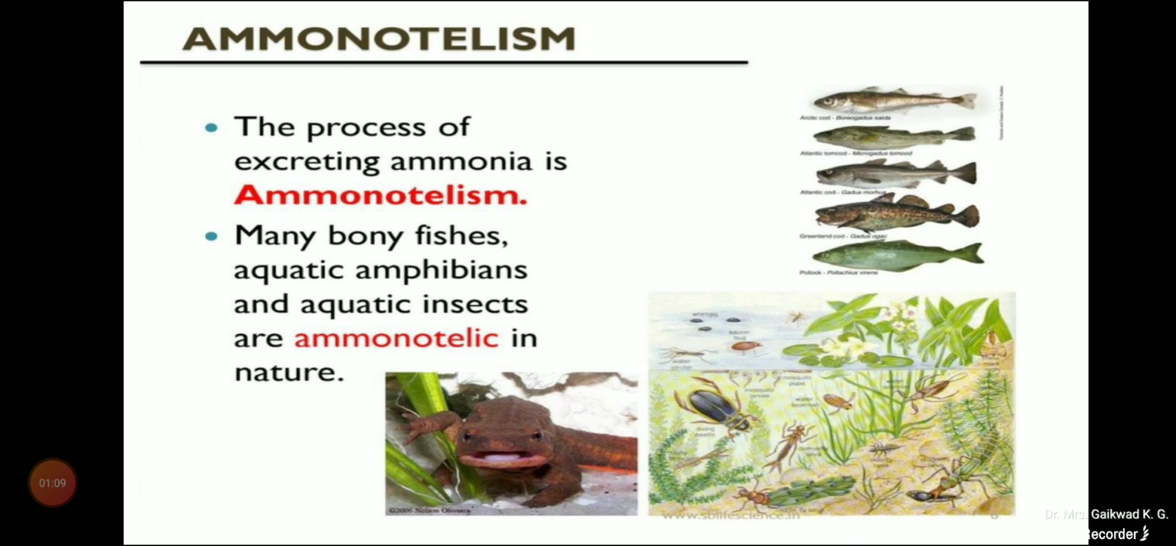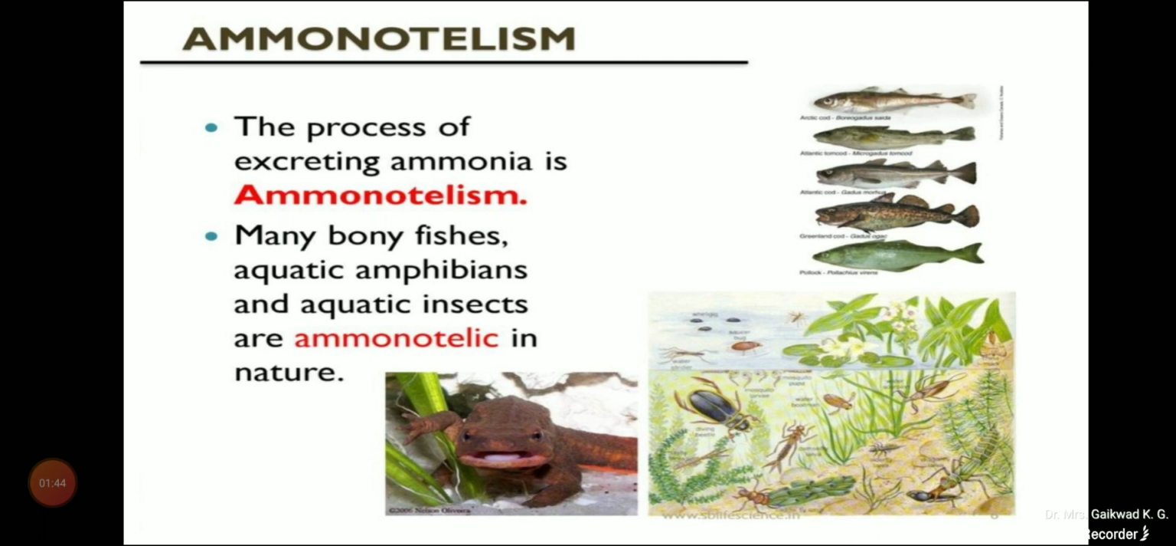Ammonia is the basic product of the deamination process, but it is highly toxic. Hence, it has to be diluted immediately. If there is no water or only limited water, conversion of the ammonia becomes necessary. Thus, the availability of water plays a key role in deciding the mode of excretion of the organism.